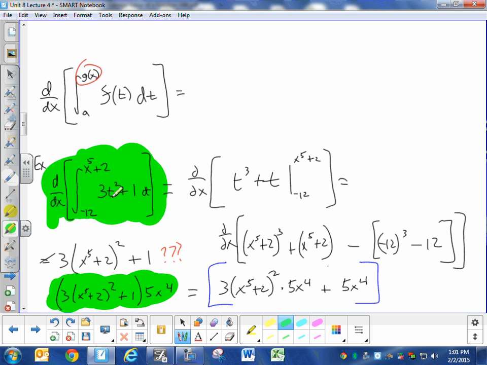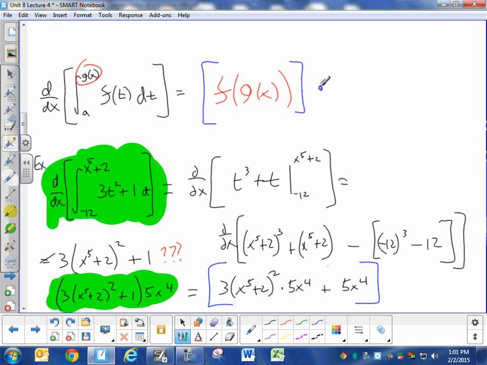But what do I have to do after I plug in the x to the fifth plus 2? Multiply it by the derivative of whatever this is. So in general, this is f of g of x. Now this is really important. It's this quantity times g prime of x. Okay? So if there's multiple things in this f of g of x, you got to put that in parentheses and multiply by g prime of x.